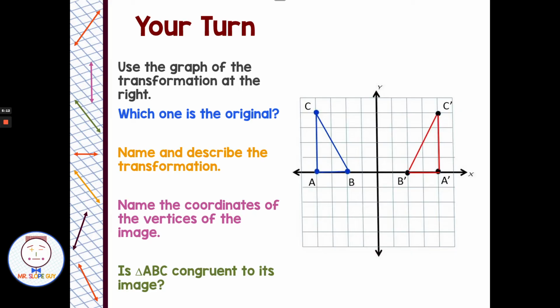Is triangle ABC congruent to its image? Is it the same size and shape? Yes. Both triangles are the same size and shape. Reflecting over the y-axis has not changed the size and shape. It is still the same size and shape. So it has maintained its congruency.